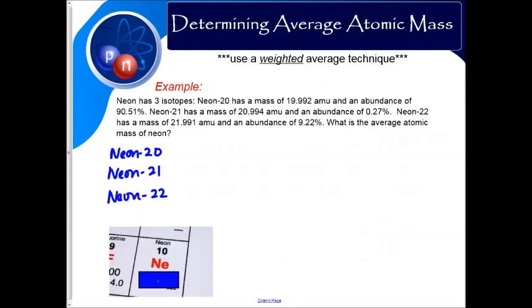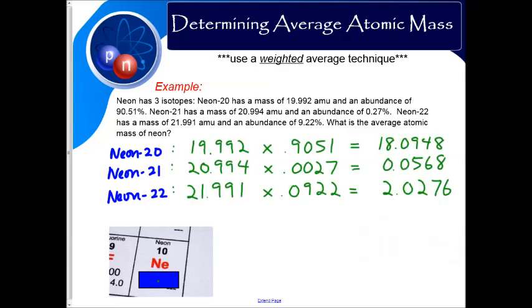Now, we do the same thing for determining average atomic mass. The weighted average technique means we take all our isotopes, which I have here, neon 20, neon 21, and neon 22, and I have all of their abundances listed. So I'm going to convert this to decimals. So 19.992 is the atomic mass for neon 20. Multiply that times 0.9051. See how I got rid of the percentage? And that's going to give me 18.0948.